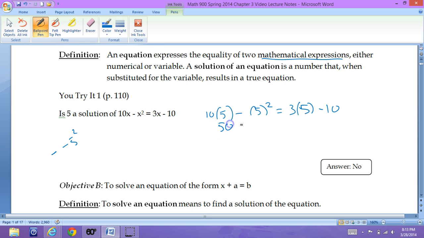This is 50. 5 squared is 25. And this whole time we actually have a question mark here. We're asking ourselves, does one side equal the other? Do they equal each other? 50 minus 25 is 25. 15 minus 5 is 5. So the answer is no. 5 is not a solution.